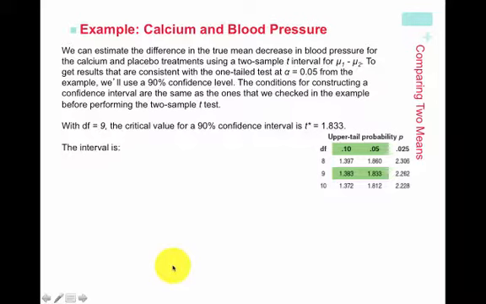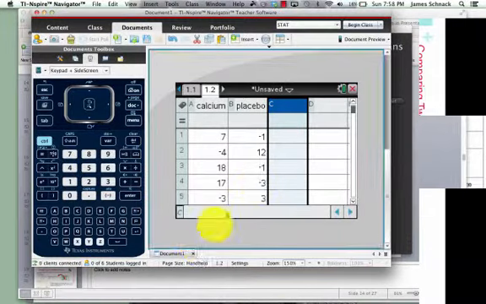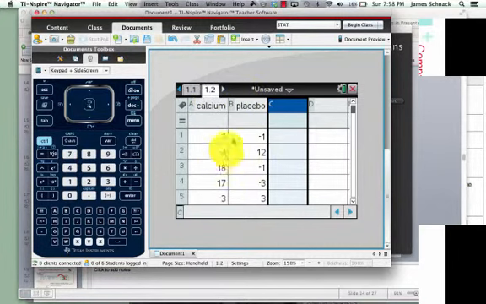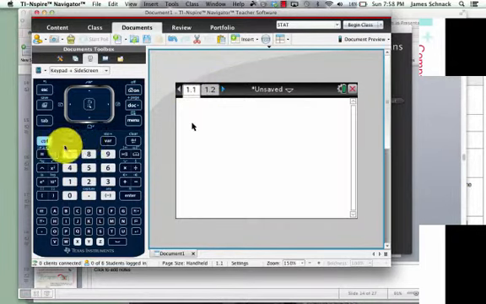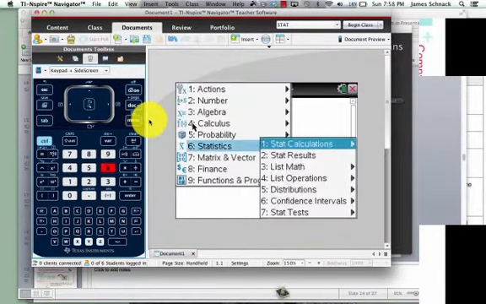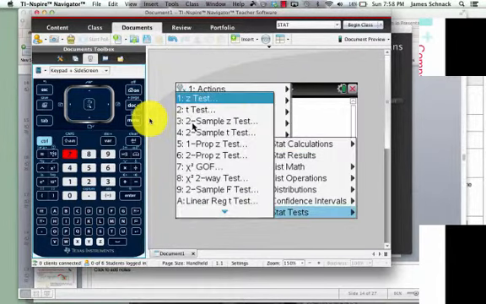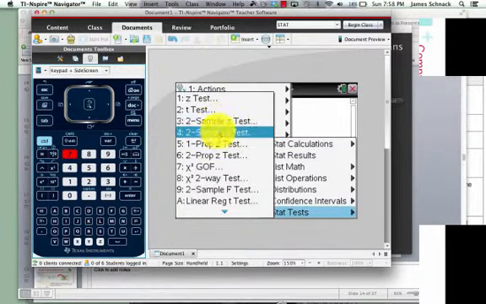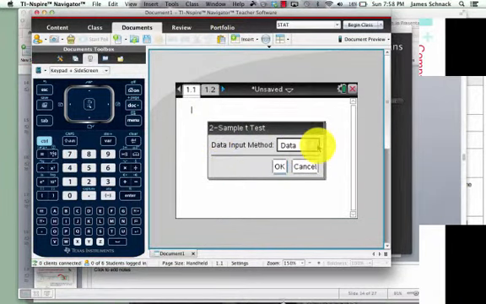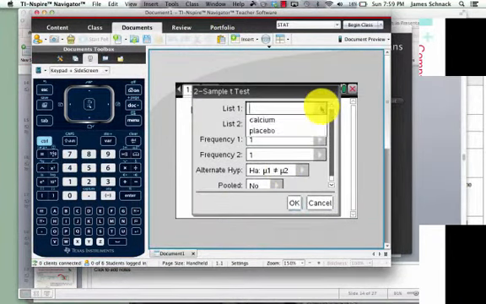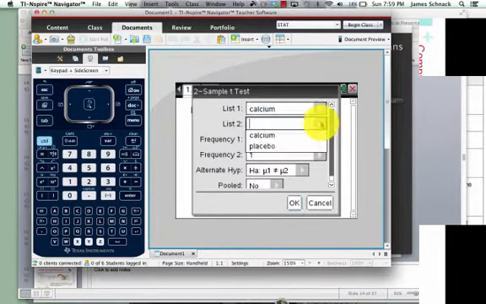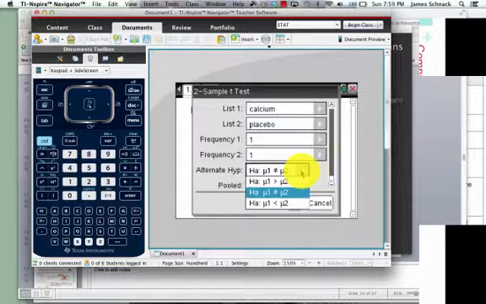So let's jump to our calculator, and we're going to do the same test. So into a data and statistics page, we are going to put our data, calcium, placebo. We go to our calculator page, go to menu, statistics, stat tests. We're going to do two-sample t-test. And our data input method is going to be data. Our list 1, calcium. List 2, placebo. Alternative hypothesis. We had mu1 minus mu2 greater than 0. So our alternative hypothesis will be mu1 is greater than mu2.